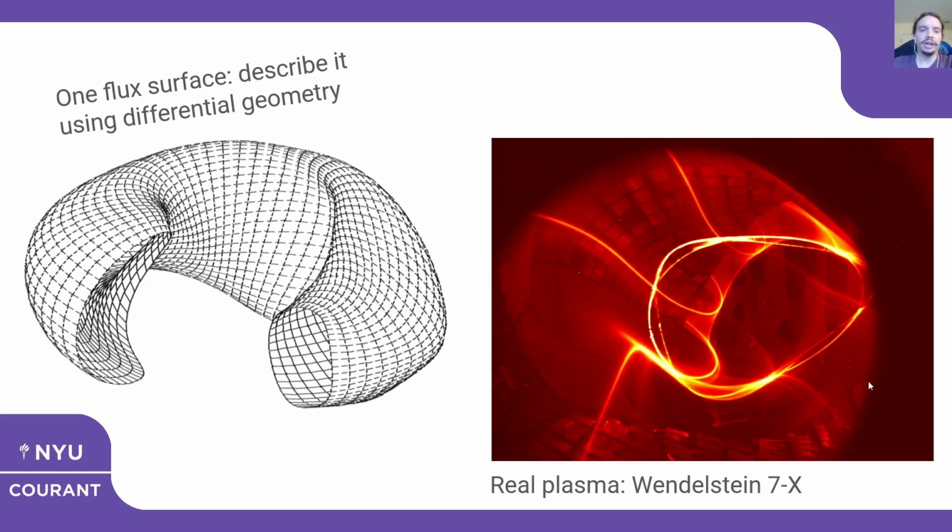And here on the right is a picture of a real plasma experiment. This is going on in Wendelstein 7X, which is one of the big stellarators that exists in Germany. I'll show you a picture of the outside of it later. But for now, what you can see is that the plasma that's flowing around the device does actually form one of these flux surfaces. So this mathematical formalism is really a good way to understand what's going on.